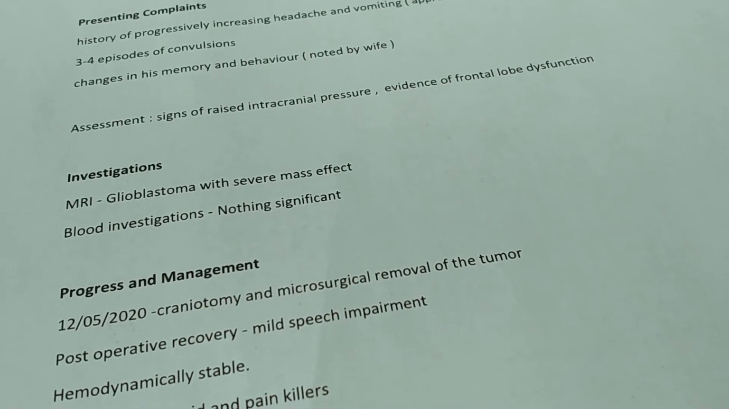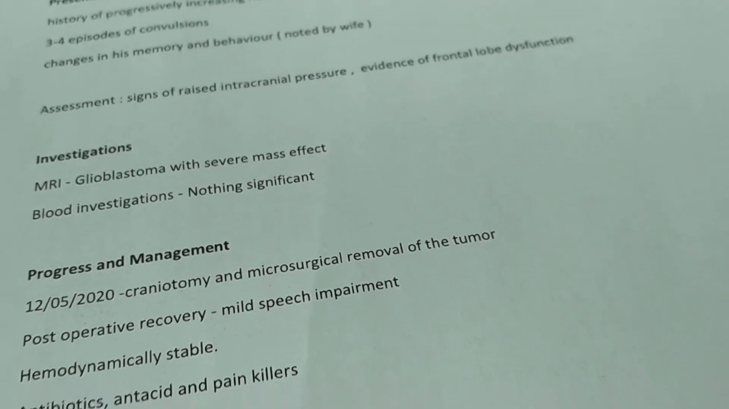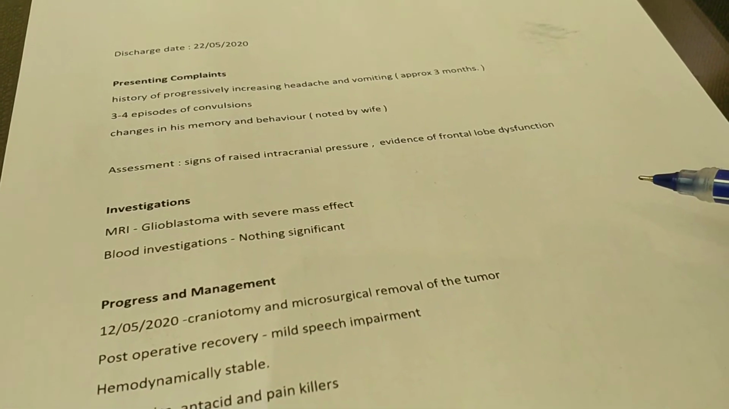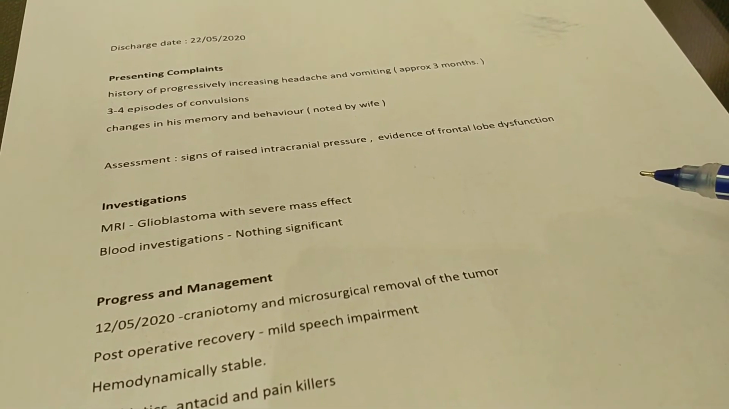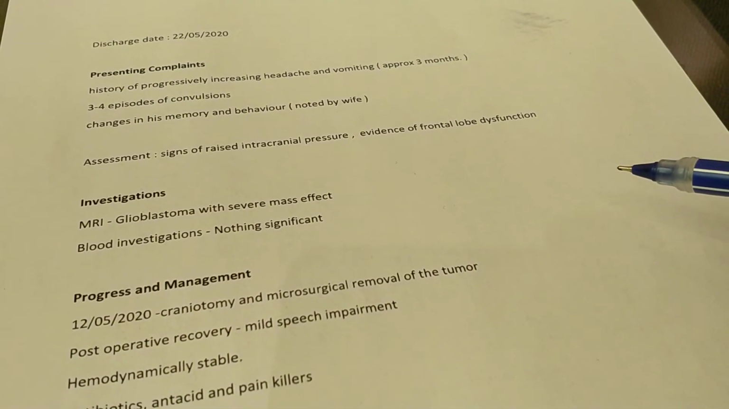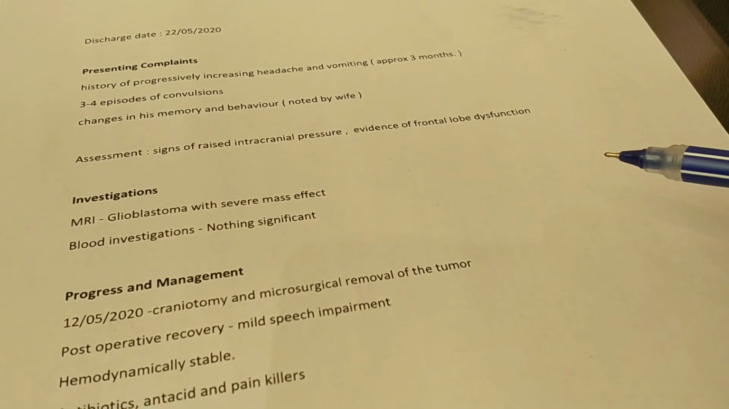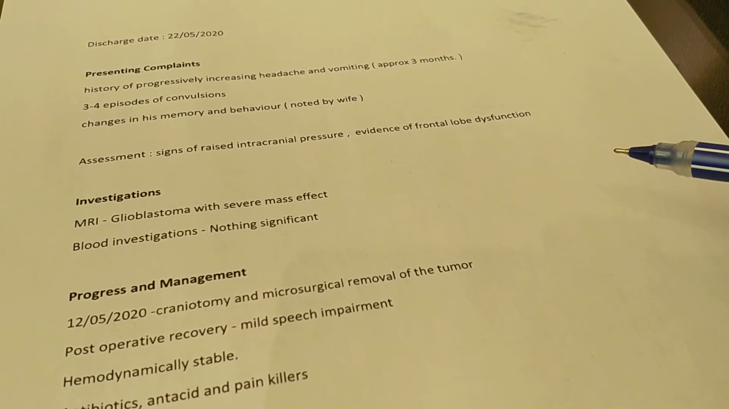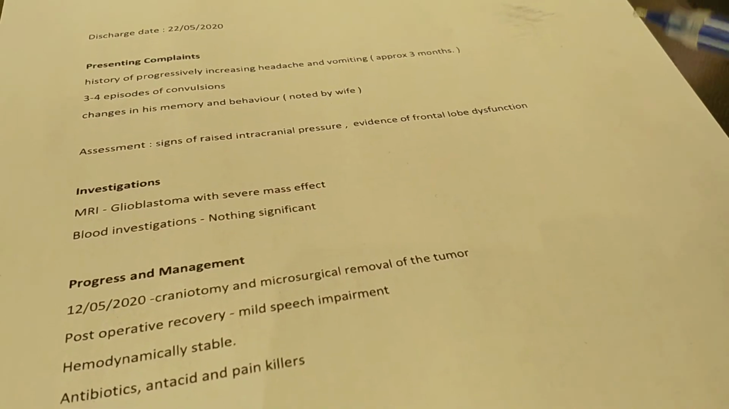Then presenting complaints. History of progressively increasing headache and vomiting for approximately 3 months, 3 to 4 episodes of convulsions, changes in memory and behavior noted by wife. Assessment: signs of raised intracranial pressure, evidence of frontal lobe dysfunction. Investigations: MRI done, which revealed glioblastoma with a severe mass effect. Then blood investigations were done, nothing significant.